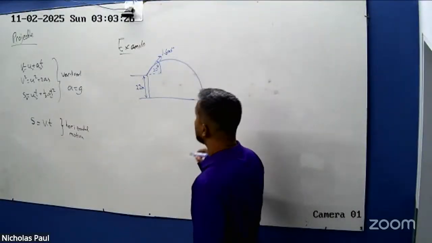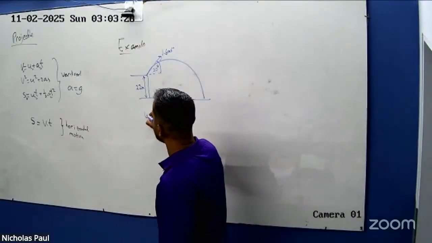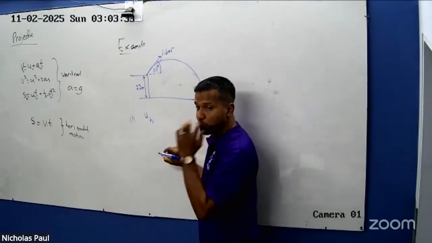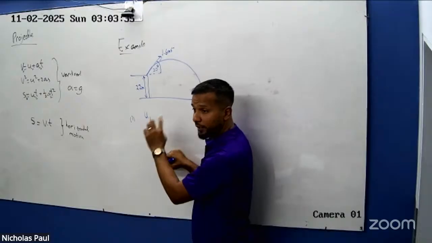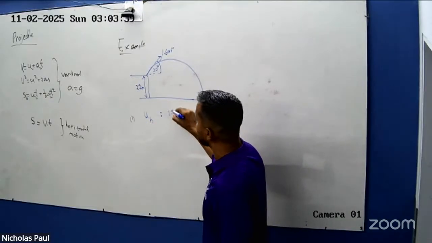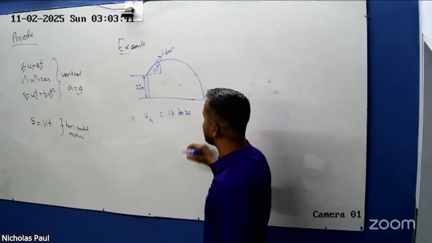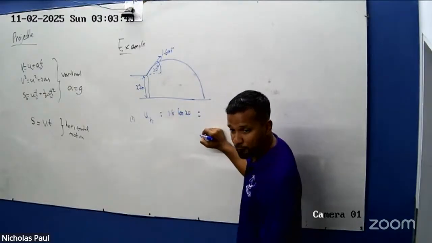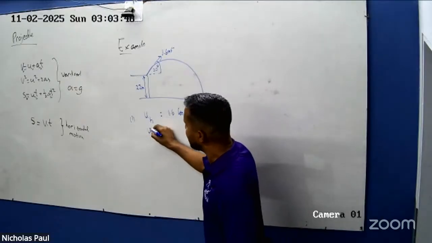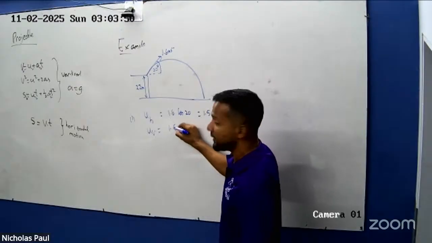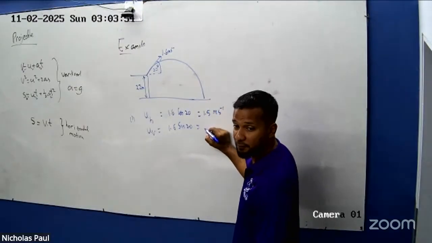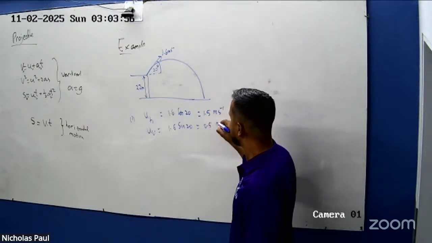Right. So part one, they want the initial horizontal. Whenever you're writing initial, use u, right? Then you have it using those values. So the initial horizontal, that'll be 1.6 cos 20. How much is that? 1.5. Yeah. And the initial vertical, how much is that? 0.5 meters per second.